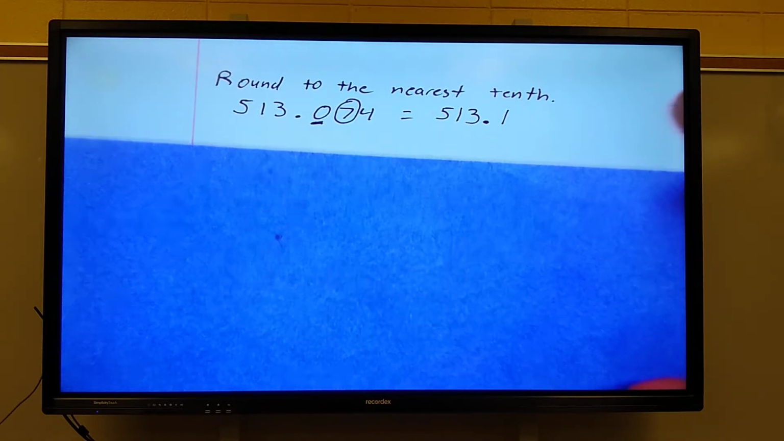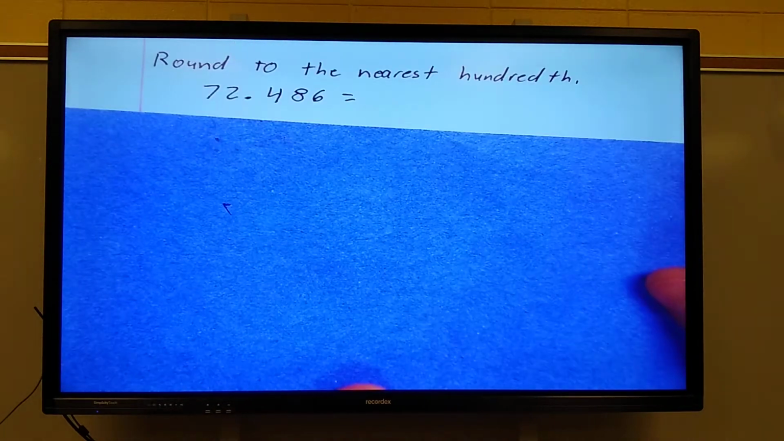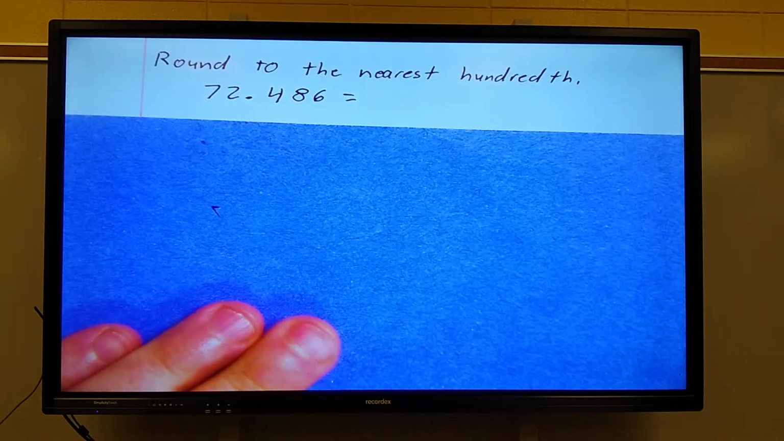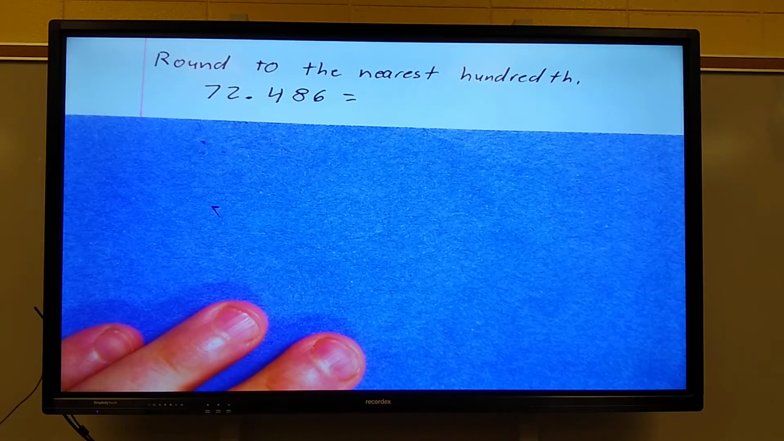The next one. Round to the nearest hundredth. Find the hundredth place. Look at the number to the right. Round up or round down. Pause the video. All right.